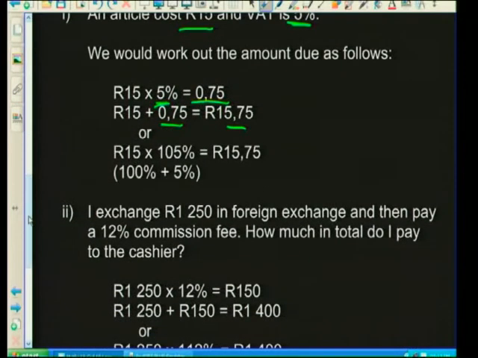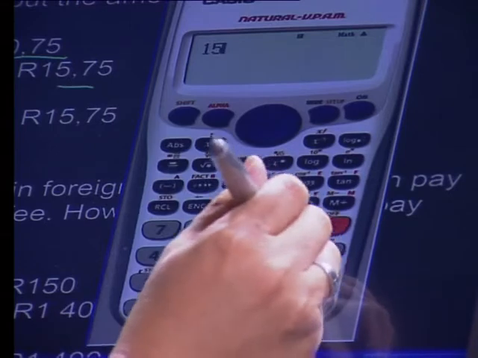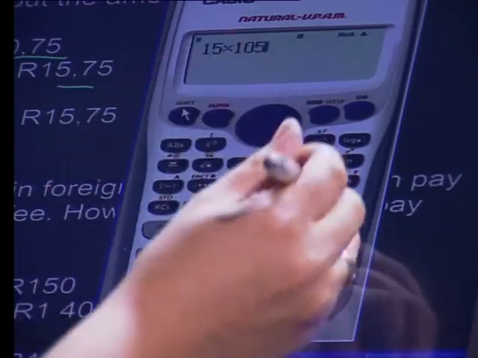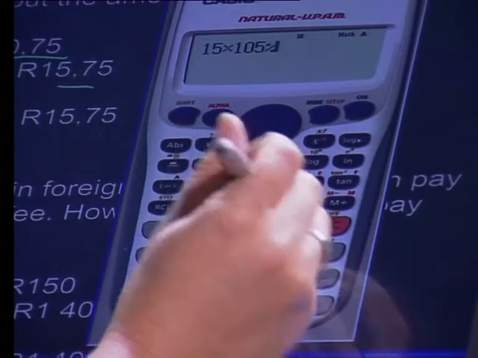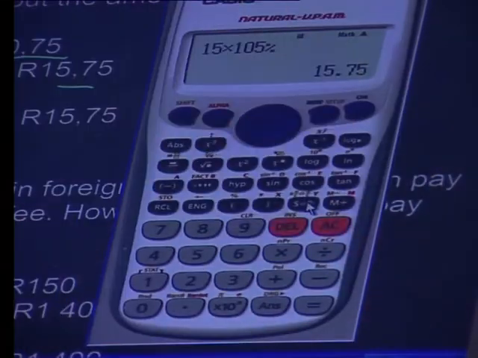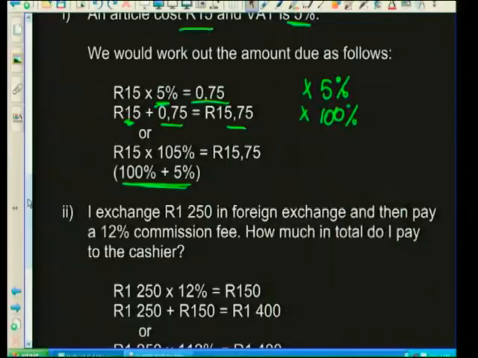I can actually do this in one step. What I did here was I times it by 5%, and I added the original amount, which was basically your 100%. So I can do that in one step and say, well, it's 15 Rand times by 105% because I added them there, and I end up with 15.75. It's one step and it makes it easier on the calculator. So I say 15 times by 105, and my percentage button gives 15 Rand 75. So it does it in one step.